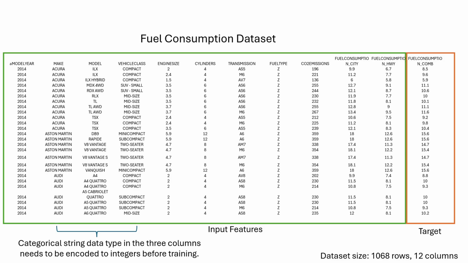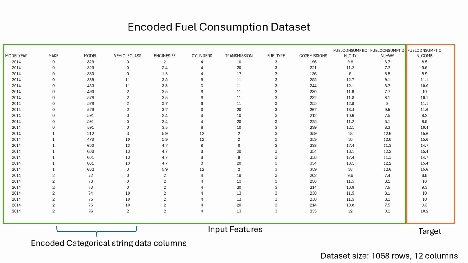The dataset contains 1,068 samples with 12 selected features for training, since machine learning models operate on numerical data. All categorical string features such as manufacturer, vehicle class, and transmission type have been encoded as integers. The cleaned and transformed dataset now supports efficient training with models like LinearSVR, which benefits from dense numerical inputs for faster optimization and accurate prediction.